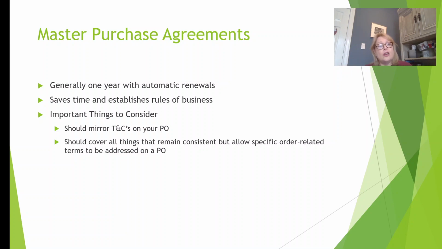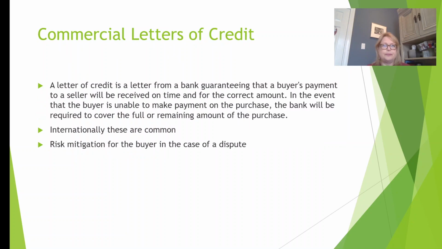But on the PO, I would say, ship this to my Houston office, ship this to my Dallas office, ship this order. So that's a PO that has a little bit different information on it, but the master agreement would have all the things that would stay consistent between us.